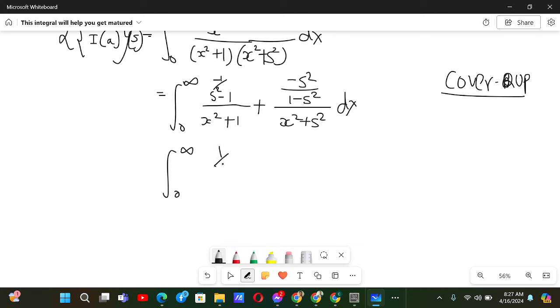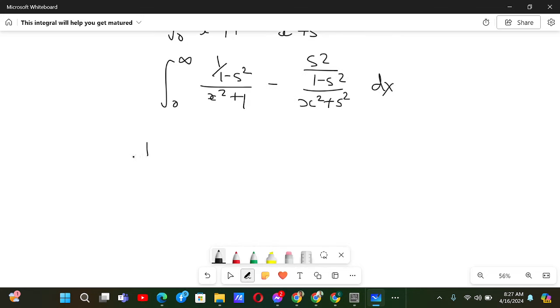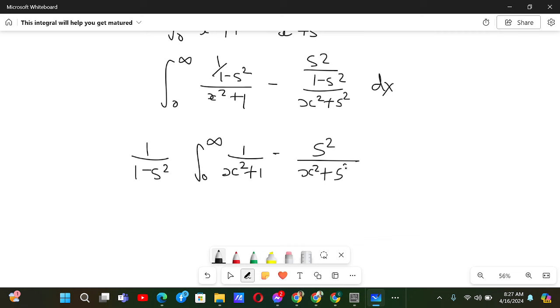This is 1 by 1 minus s square basically, and if I take the minus out here, this is s square by 1 minus s square, x square plus s square dx. Yeah. And now let's take 1 by 1 minus s square outside. That gives integral from 0 to infinity 1 by x square plus 1, x square plus 1 minus s square by x square plus s square dx.